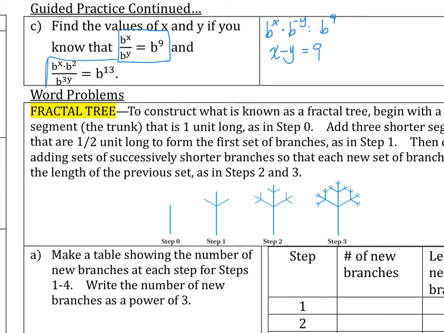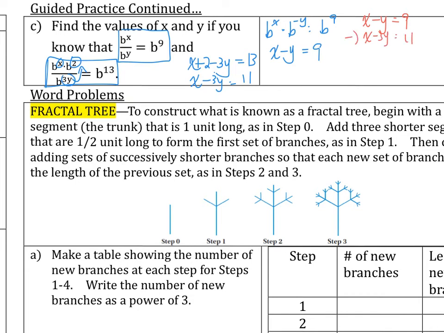And the same goes for this case. I can take x plus 2, subtract 3y, because I want to move 3y to the numerator, I need to change the sign, and set this equal to 13. So this would be x minus 3y equals 11. Now I can use the system of equations to solve. Okay, and rewrite this over here. x minus y equals 9. x minus 3y equals 11.